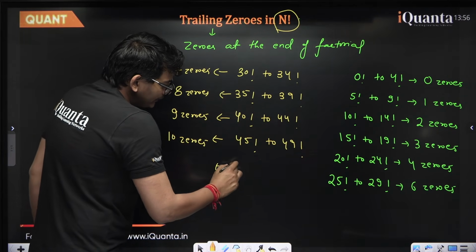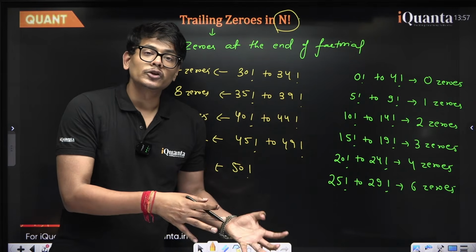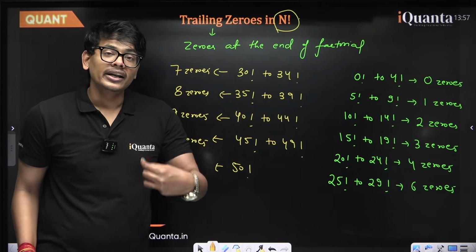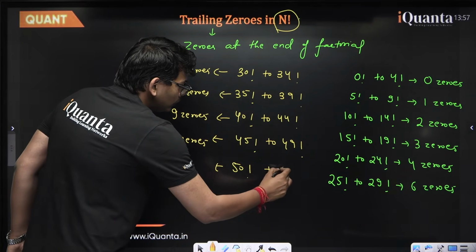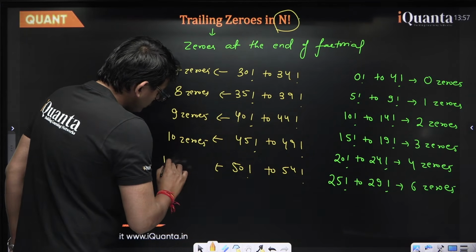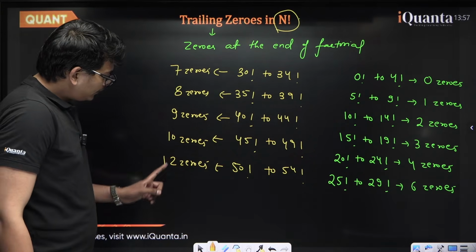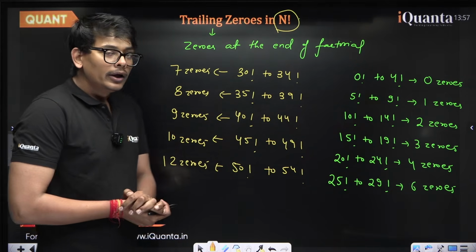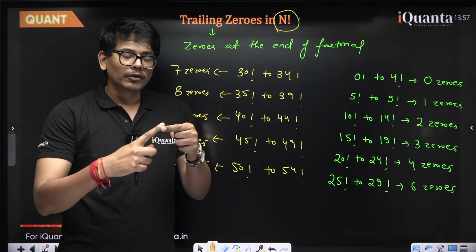But since we are getting a multiple of 25, because whenever 25 or a multiple of 25 comes, it increases the number of 5s by 2. So the number of zeros will be 12, right? Because 50 is coming into the picture. So you can see the number of zeros is getting increased by 1 or by 2.